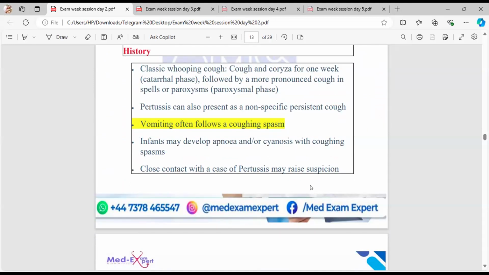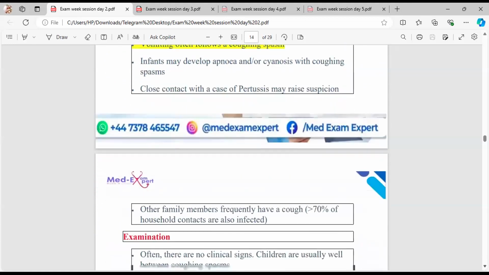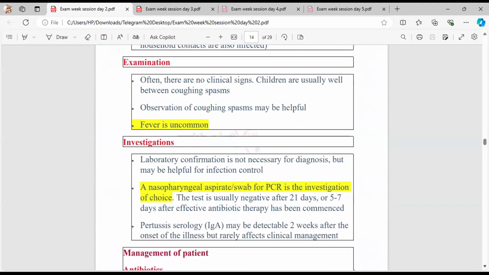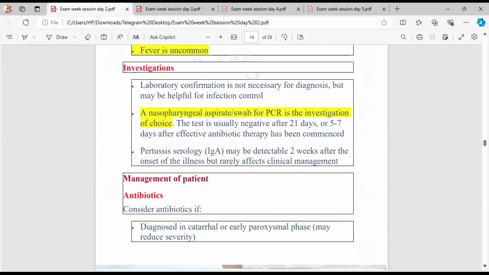Close contact with a case of pertussis makes it suspicious. Other family members frequently have a cough. More than 70% of household contacts are also infected. Examination: often there are no clinical signs. Children are usually well between coughing spasms. Observation of a coughing spasm may be helpful. Fever is uncommon. Our patient is also febrile. Laboratory confirmation is not necessary for diagnosis, but may be helpful for infection control.